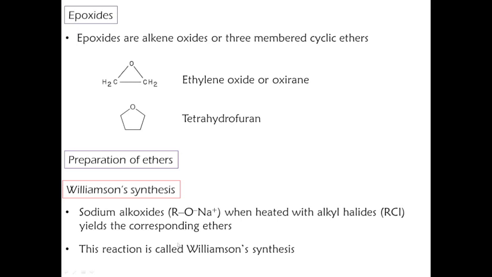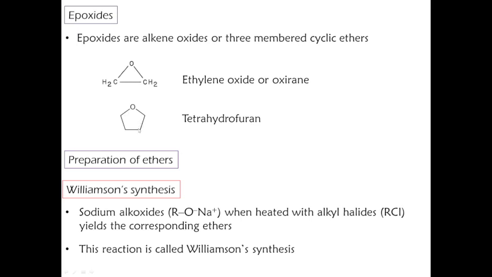Next is epoxides. Epoxides are alkene oxides. Normally these compounds are made from alkenes. These compounds are alkene oxides or three-membered cyclic ethers. So this compound CH2CH2O is ethylene oxide, or oxirane. CH2CH2 is ethylene, and the two carbon atoms are attached through an oxygen atom. So this is what is called ethylene oxide, or we call it the oxirane ring. And when we come to the higher epoxides, we can call this compound tetrahydrofuran.